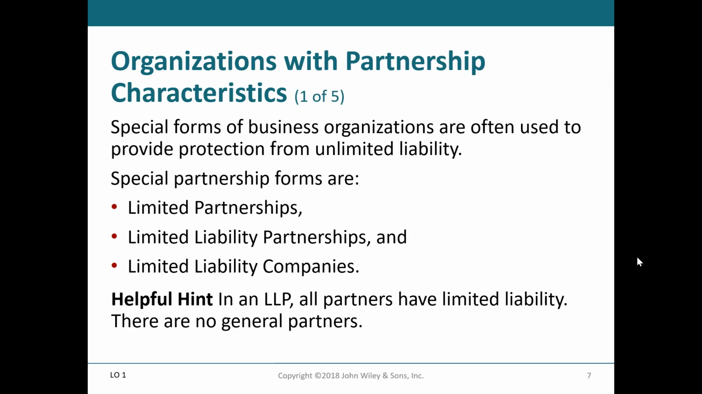Organizations with partnership characteristics. Special forms of business organizations are often used to provide protection from unlimited liability. Special partnership forms are limited partnerships, limited liability partnerships, and limited liability companies. In the LLP, all partners have limited liability. There are no general partners. Also, the LLC, the limited liability company, is the most popular form.